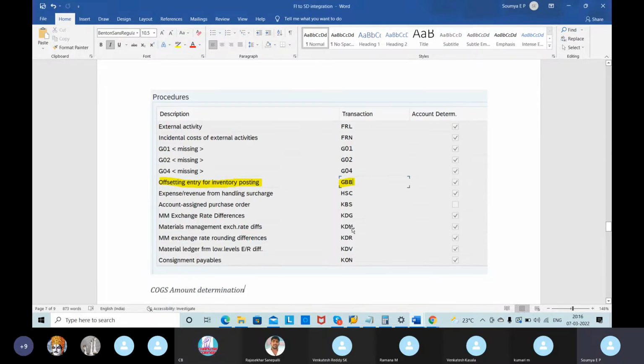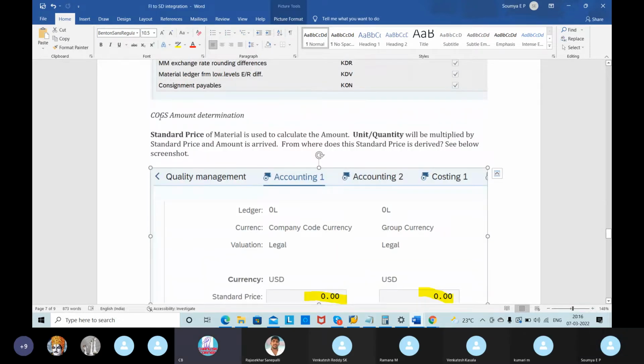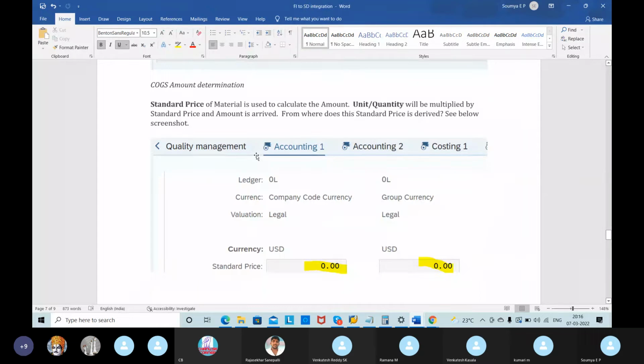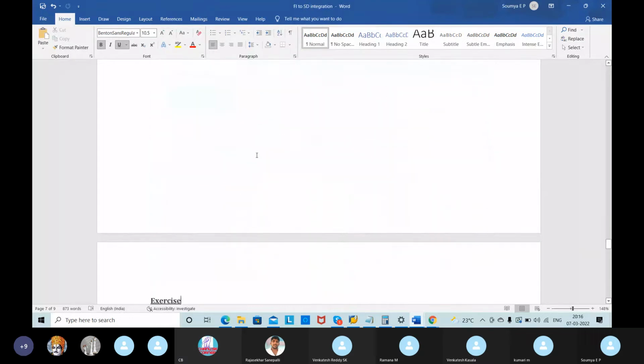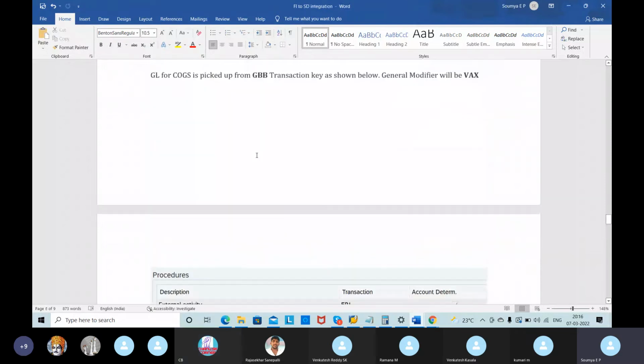Here is the document. Cost of goods sold account determination. The standard price of the material is used to calculate the amount. The unit divided by quantity will be multiplied with the standard price and the amount is arrived at. This is all about FISD integration.